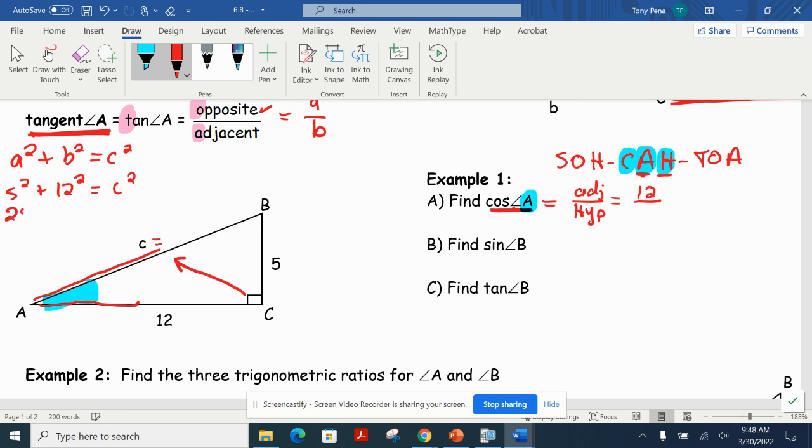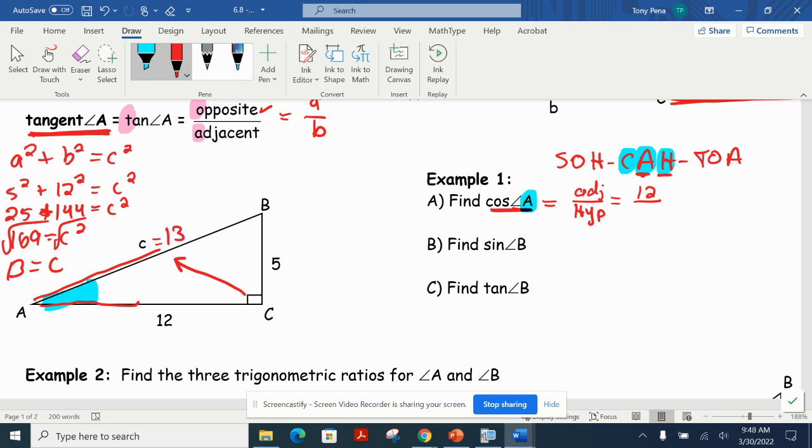Clean those up. So 5 squared is 25 plus 12 squared, which is 144. And then that would equal C squared. Add those to get 169. Unless you're really, really good with your perfect squares, this doesn't look promising. However, this is a nice perfect square. Does anybody actually know what that is? Good, 13. All right, so C ends up being a 13.